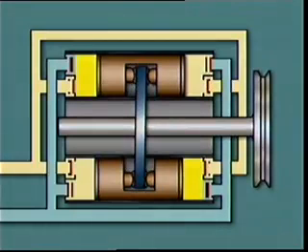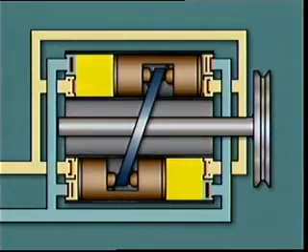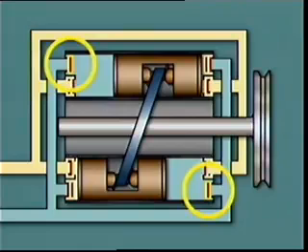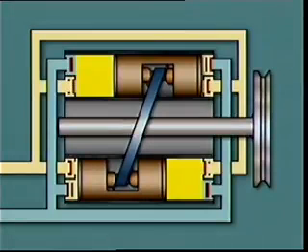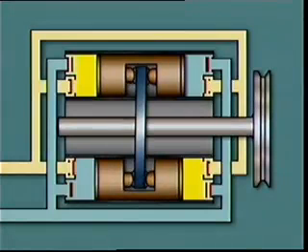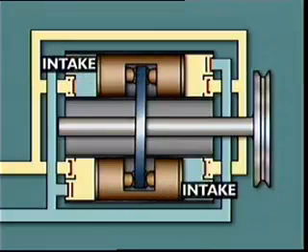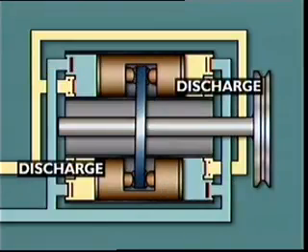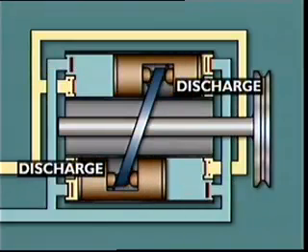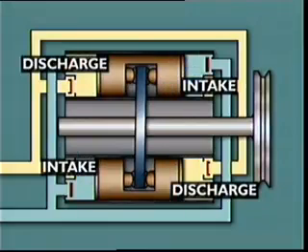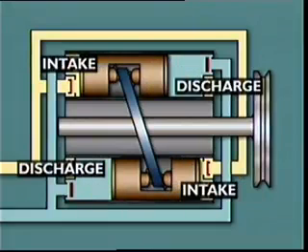As the volume above a piston increases, the refrigerant is drawn into the cylinder through the inlet reed valves. When the volume above a piston reduces, the refrigerant is forced out of the cylinder through the discharge reed valves. As one end of the cylinder is on the intake stroke, the other end is on the discharge stroke. This dual pumping action occurs in each cylinder during each revolution of the crankshaft.